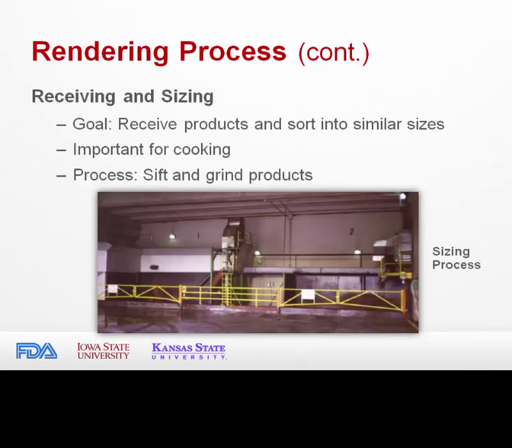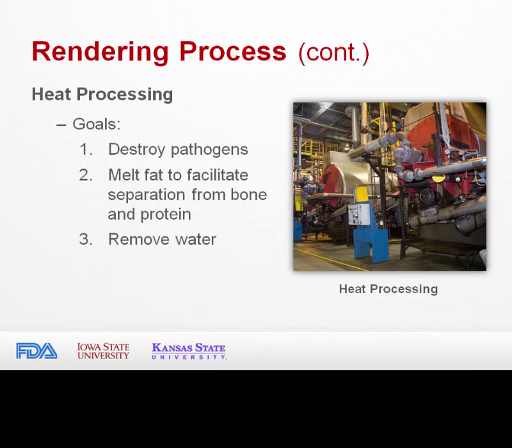During the receiving process, products are sorted by size, by sifters and grinders. It is important to facilitate proper cooking of various sized ingredients. The heat processing step is undoubtedly the most important aspect of the rendering process. There are 3 main goals of this process.